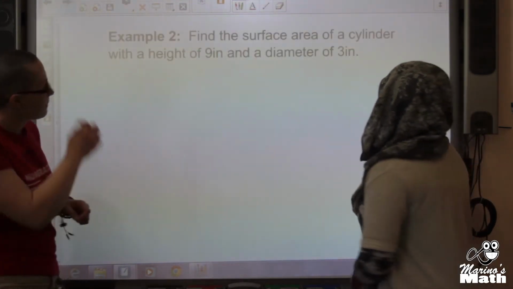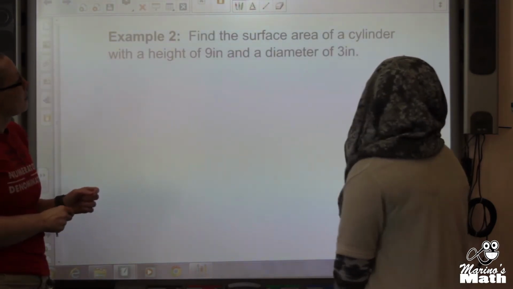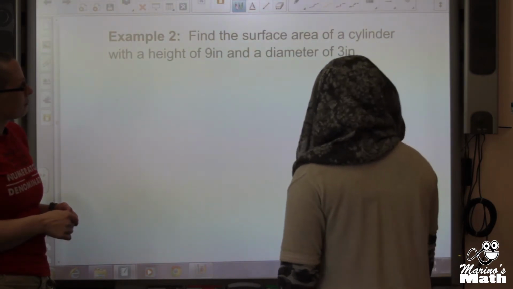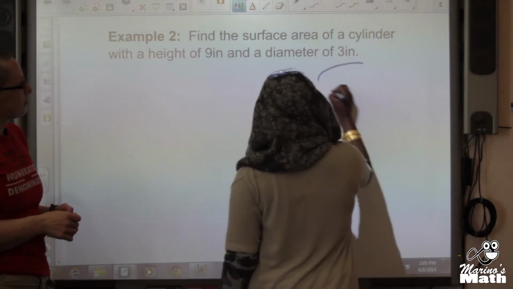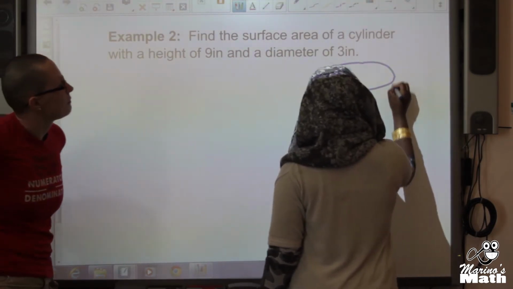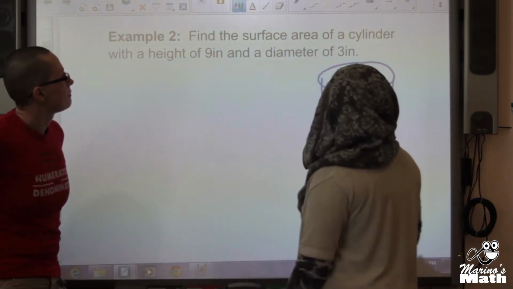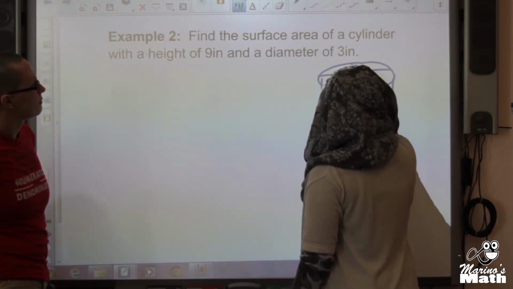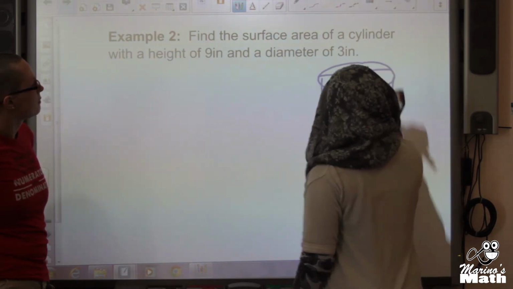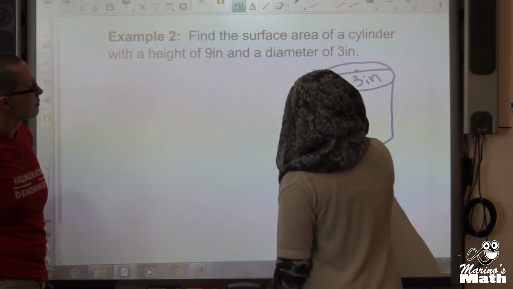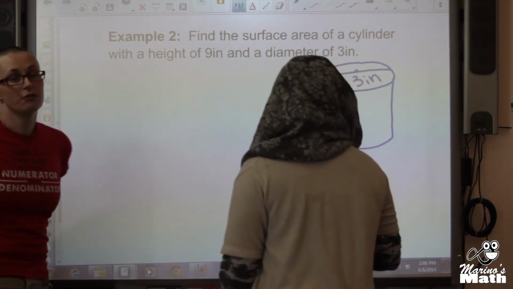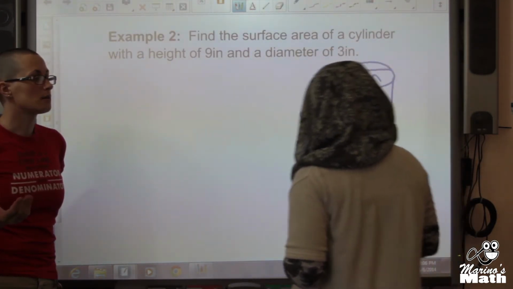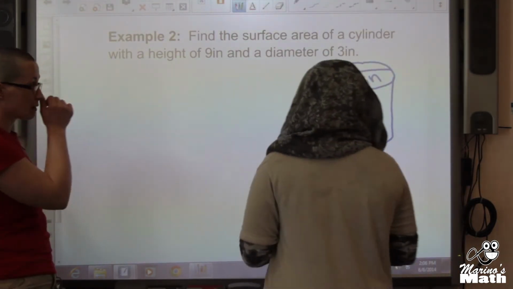You want to try one? How about this one? Find the surface area of a cylinder with a height of 9 inches and a diameter of 3 inches. So draw the cylinder. And it's a really great idea to draw yourself a picture of a word problem because it will make it so much easier for you to see what's going on.